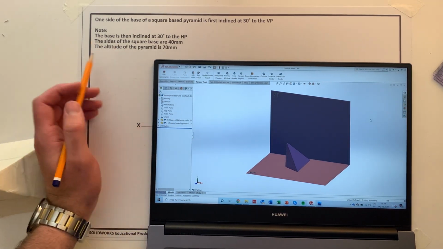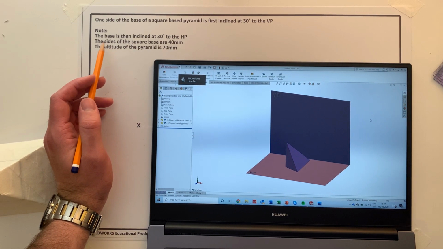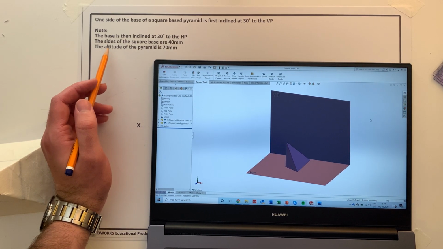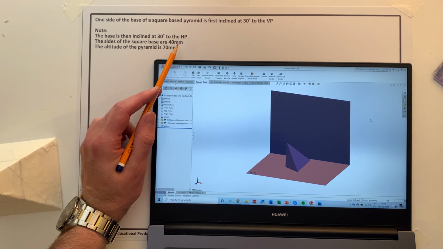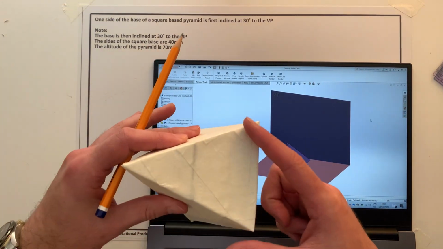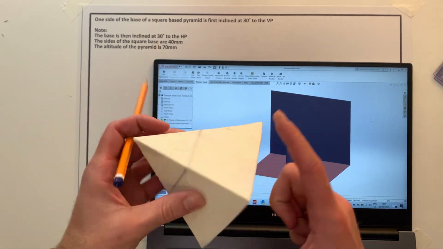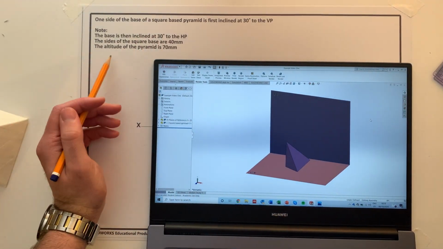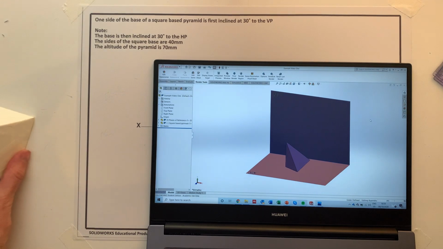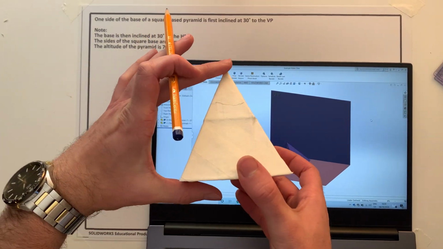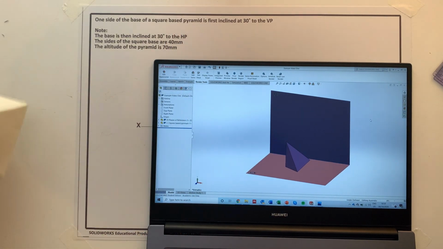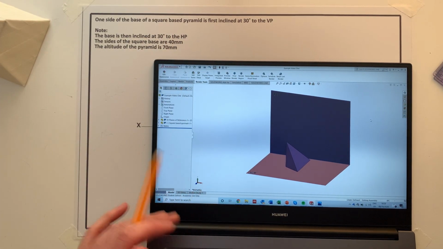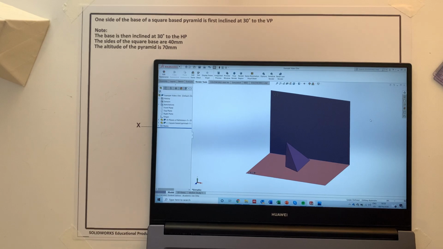Okay. And then the rest of it is just to give you some measurements in relation to the square base pyramid. So the sides of the square base pyramid are 40 millimeters. So that's basically each end here is going to be 40, like so. And the altitude of the square base pyramid is 70 millimeters. So that's from the base all the way up to the top, looking dead on from the side. Okay. So now that we have that information, we can start tackling our question.